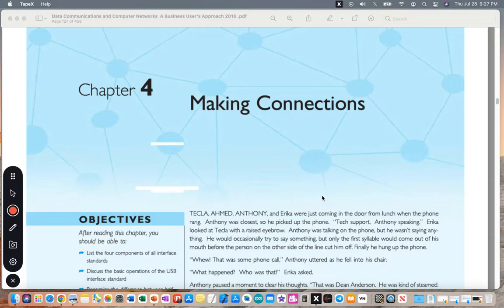The next chapter is about making connections. All right.